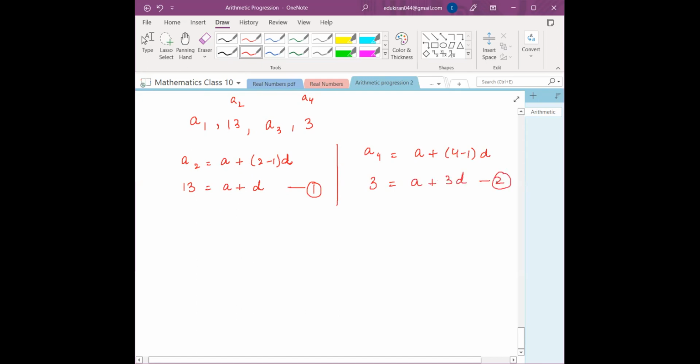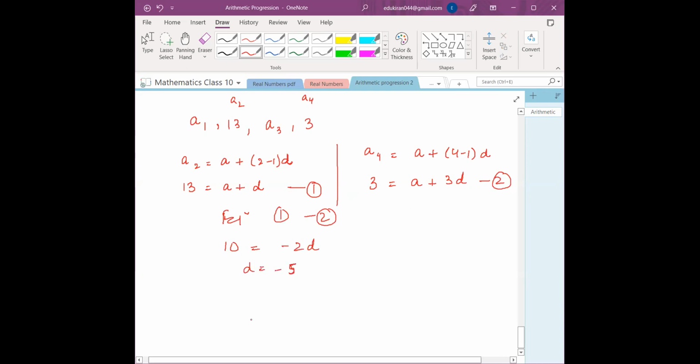So you have two linear equations in two variables. Can you solve it? Just subtract 1 minus 2. Write properly, subtracting equation 2 from 1. So if I do 1 minus 2, 13 minus 3 is 10. A gone. D minus 3D is minus 2D. So my D will come out to be minus 5.